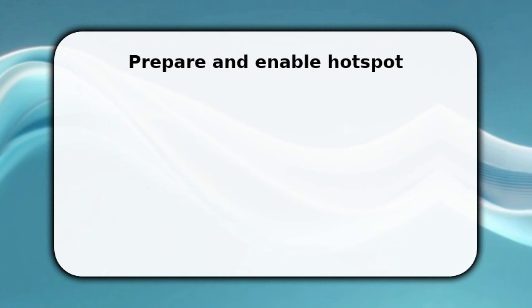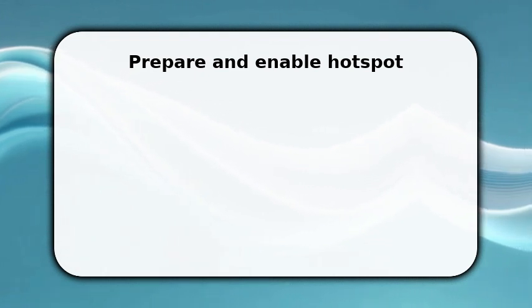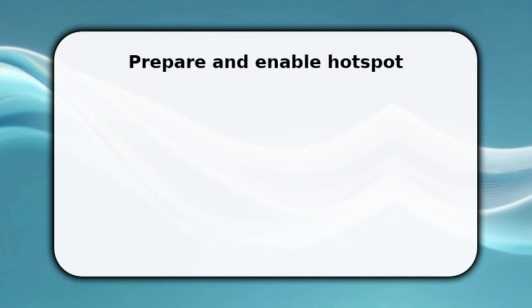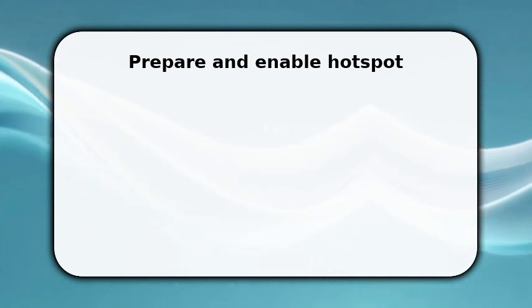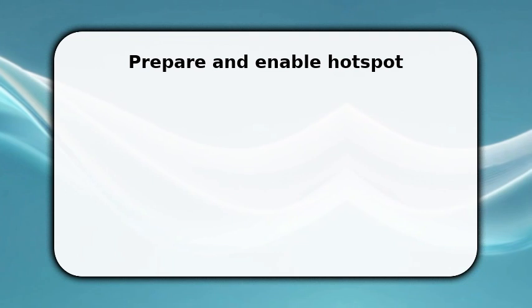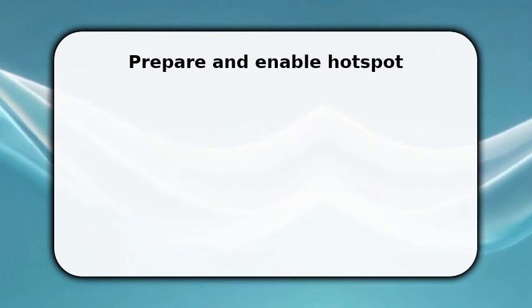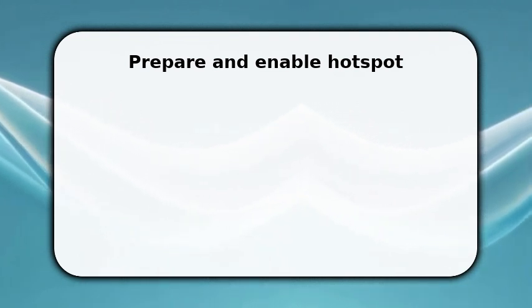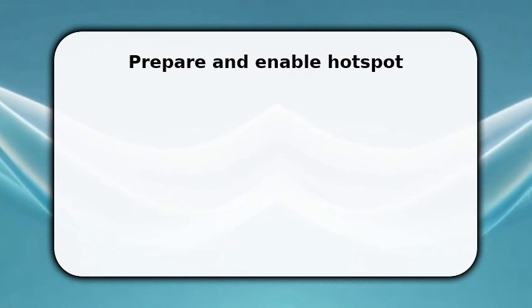Next, set a clear SSID and a strong WPA2 or WPA3 password so strangers cannot use your link. Once done, leave the hotspot screen visible so you can see connected devices and quickly copy the network name and password for the next step.